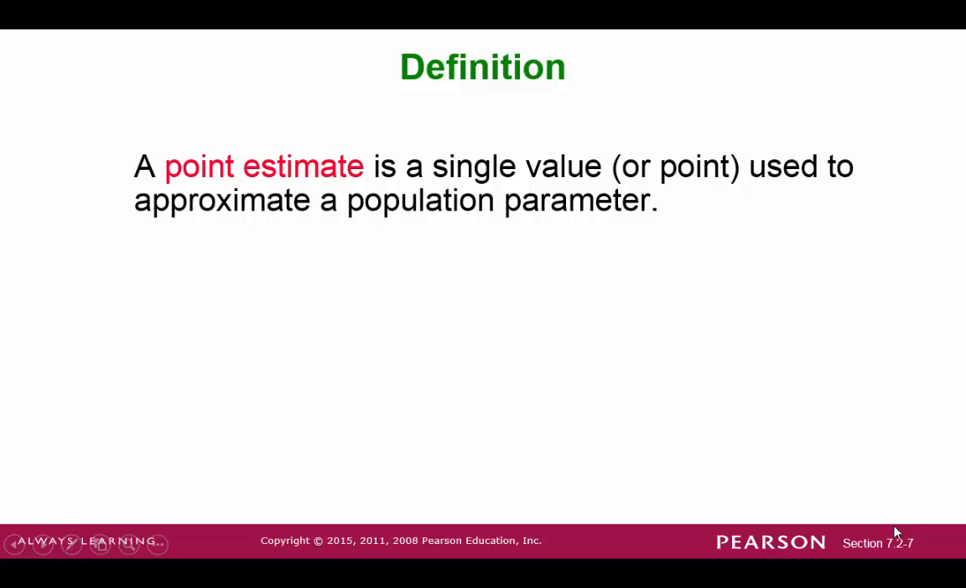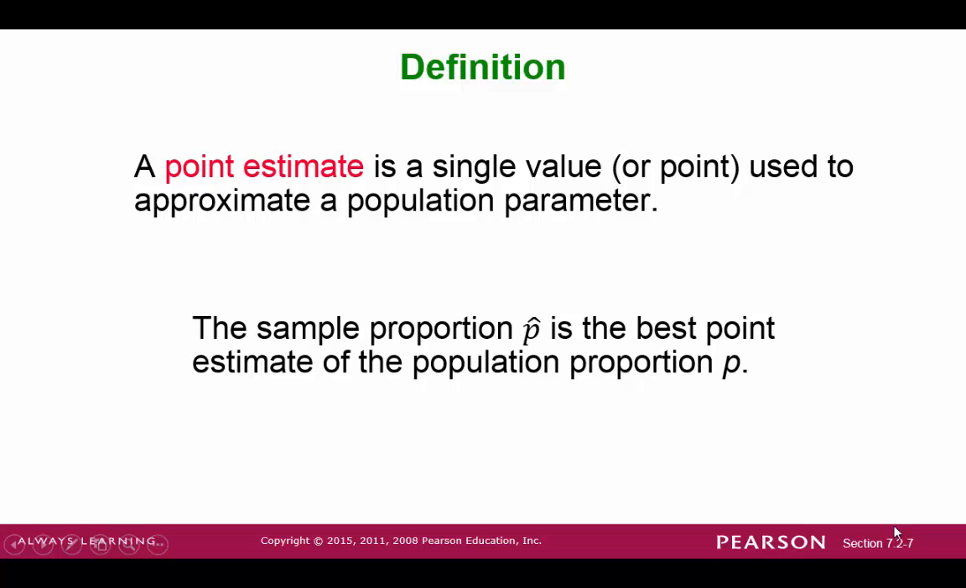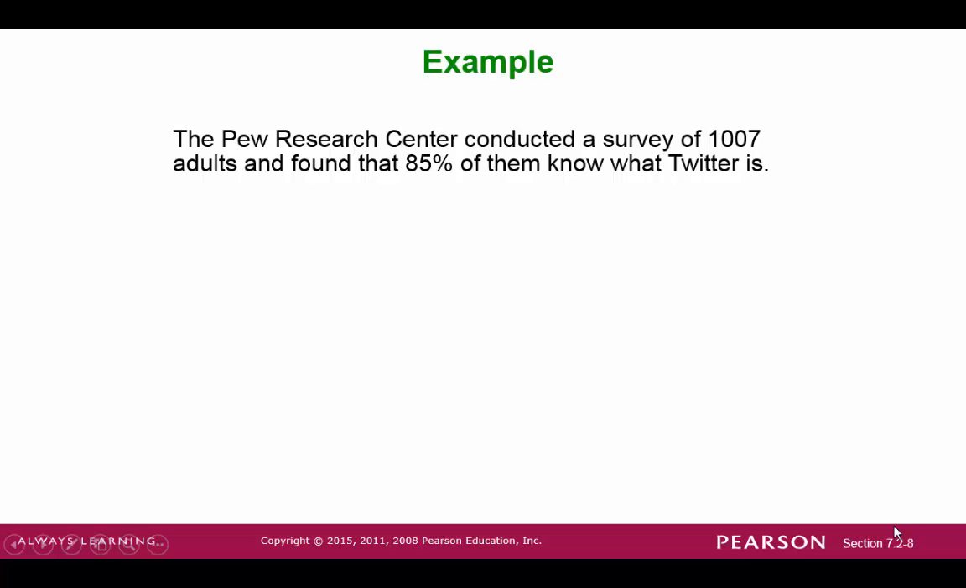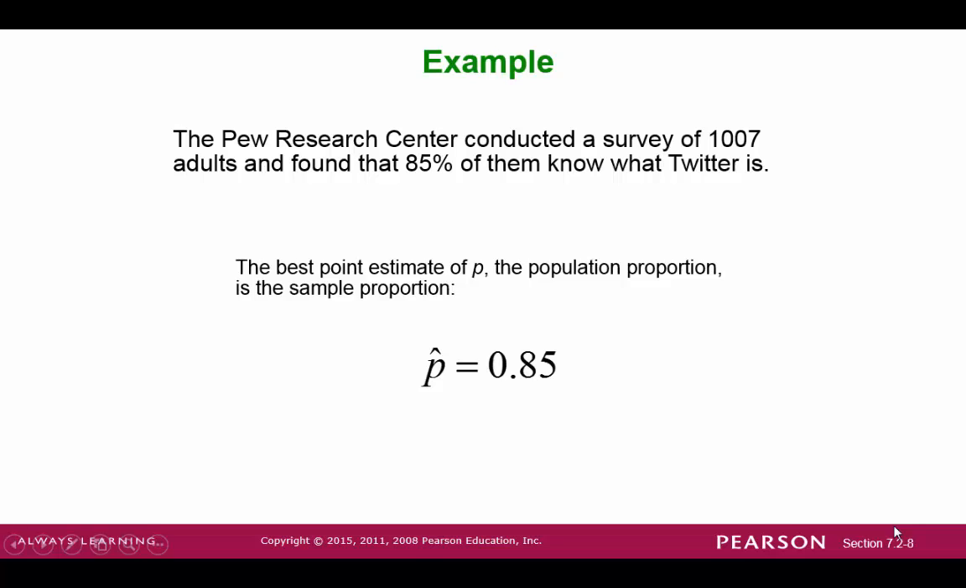Here's a definition. A point estimate is a single value, or a point, used to approximate a population parameter. For example, if we're talking about a proportion, the best estimate for a population proportion P would be the sample proportion, and the sample proportion we refer to as P hat. Let's take a look at an example. A research center conducted a survey of 1,007 adults, and they found that 85% of them know what Twitter is. So this is a sample proportion, and the best point estimate for the population proportion, P, will have to be the sample proportion.